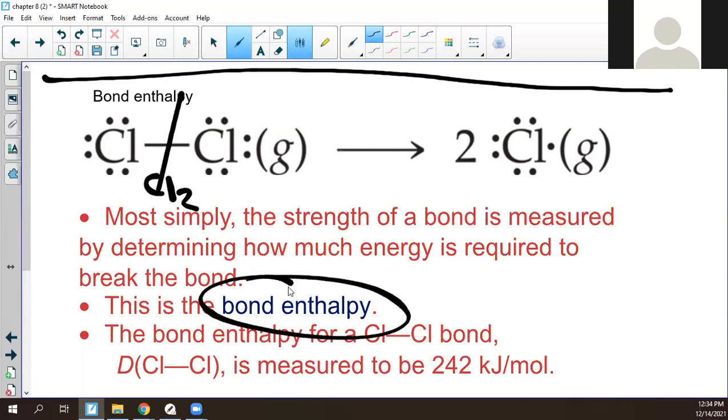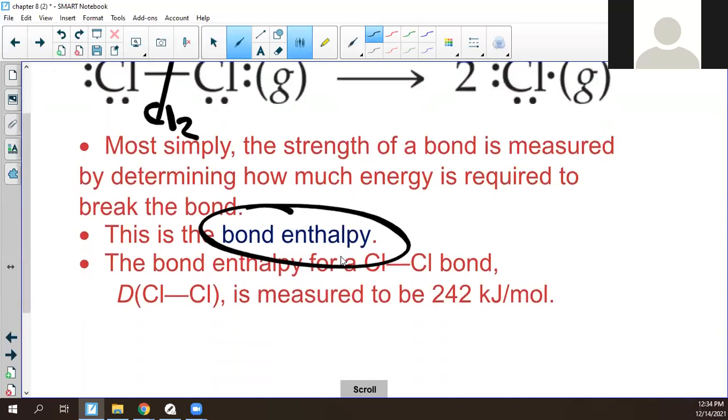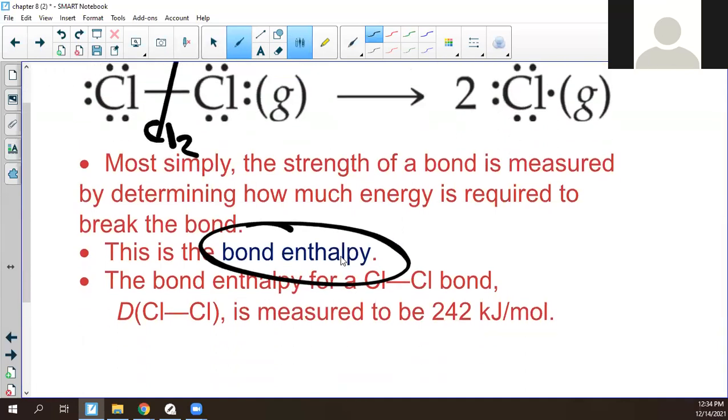We call that the bond enthalpy: the energy required to break the bond. For this one, it would be 242 kilojoules per mole. So I could get these to come apart if I put in 242 kilojoules per mole.